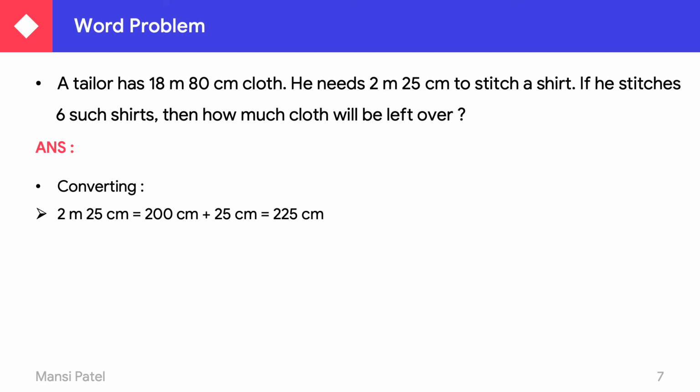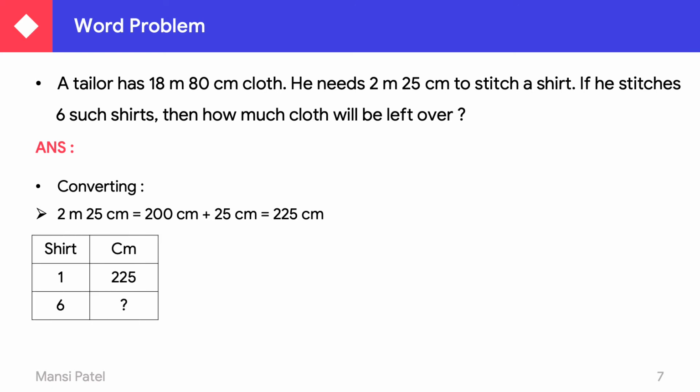Now how many shirts did he stitch? He stitched 6 shirts. So how much cloth does he need? Let us find out by the unitary method. Shirt was given 2 times, that's why we write down shirt, and we have to find out their centimeter. So we write down centimeter on the other side. For one shirt, he used 225 centimeter. So for 6 shirts, how much cloth does he need?